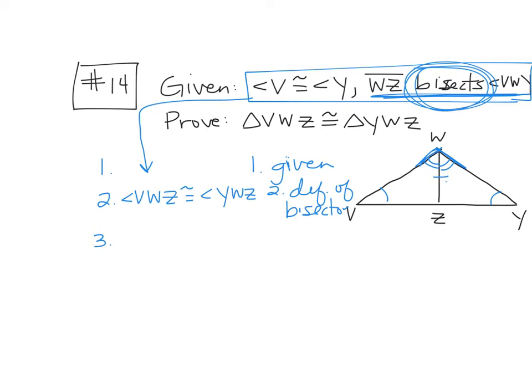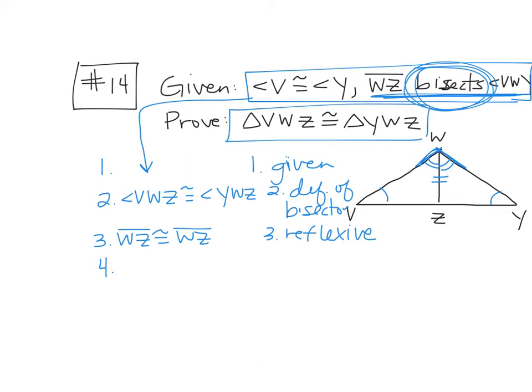And then we know WZ is reflexive. So WZ is congruent to WZ. And you would say reflexive. You're fine. So then when you look at your setup, you have angle, angle, side with angle, angle, side. So we can say the 2 triangles are congruent, last step, by angle, angle, side. Okay.